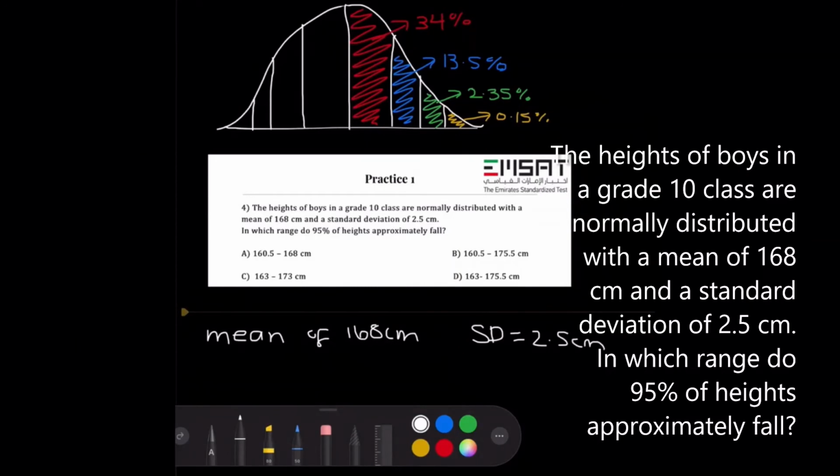In which range do 95% of heights approximately fall? So we need to find the range of 95%.